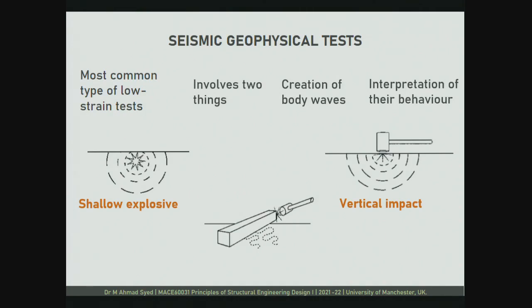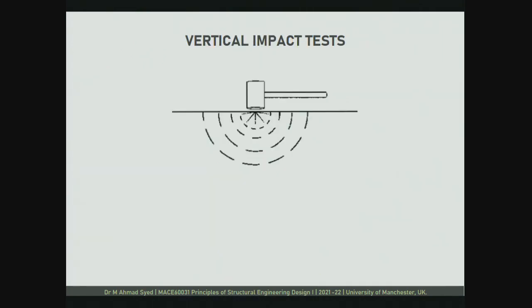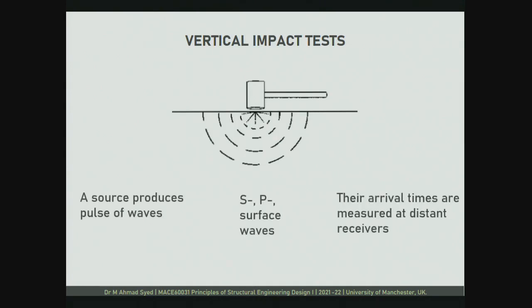So let us look at the second one, the vertical impact case, where you are giving a blow to the ground. A source is going to produce a pulse of different waves. So you will have surface waves, you will have shear waves, and you will have primary waves. Now their arrival times are measured at distant receivers. So you have this source, you have a receiver at this place, and you record the arrival time. You also know how far you have placed the receiver. So you know the distance, and then you record the time that it takes a body wave to reach that receiver.